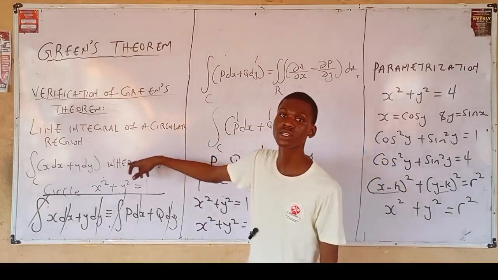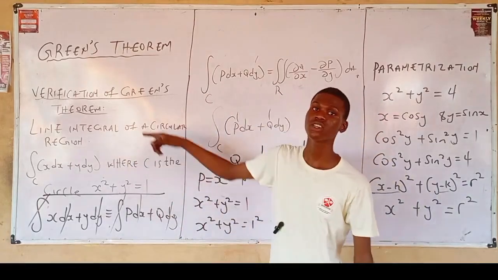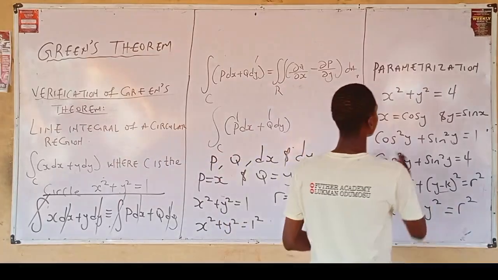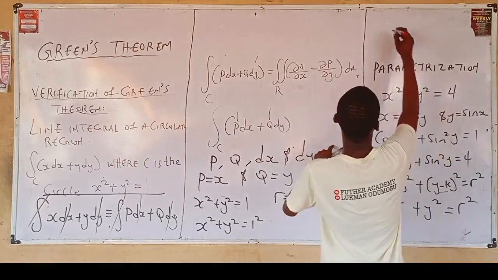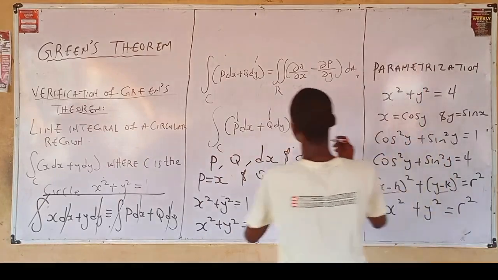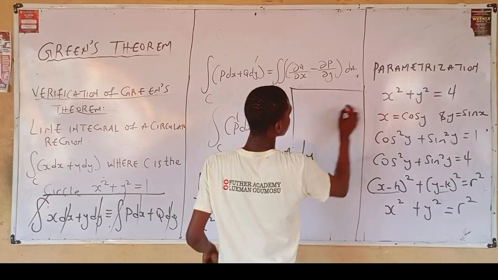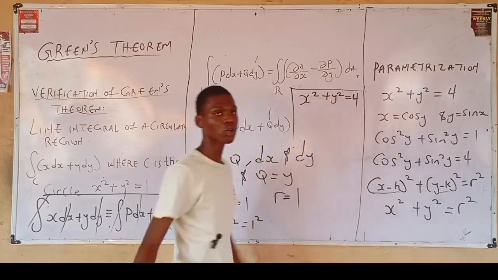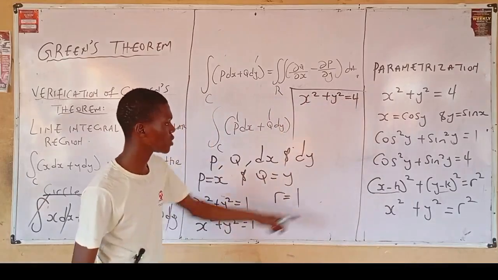Okay, you are given the radius as 2, or you are not even given the radius. In that question, you are just given something like x squared plus y squared equals 4. Now, what will your radius be, related to what we've explained?